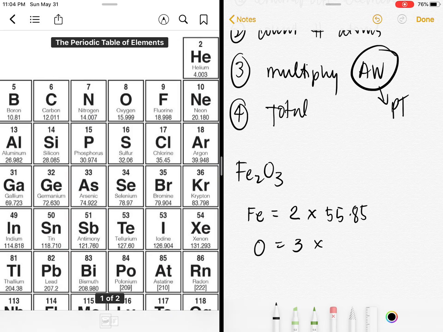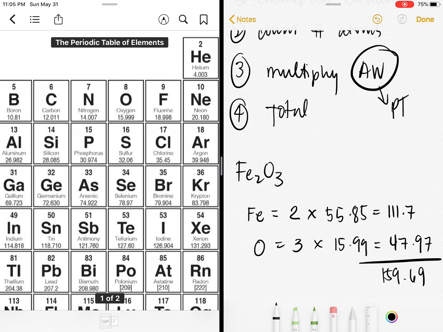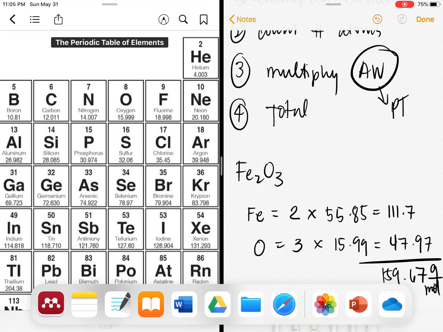And your oxygen is what? 15.99. Get the total. 2 times 55.85, that is equal to 101.7. Next, 3 times 15.99 is equal to 47.97. So, add that together. Ayan. Kapag atomic weight, 2 decimal places lagi yung ating kinukuha. So, this is 159.67. What's the unit for this? Gram per mole. Okay, balik tayo dun sa ating slide.